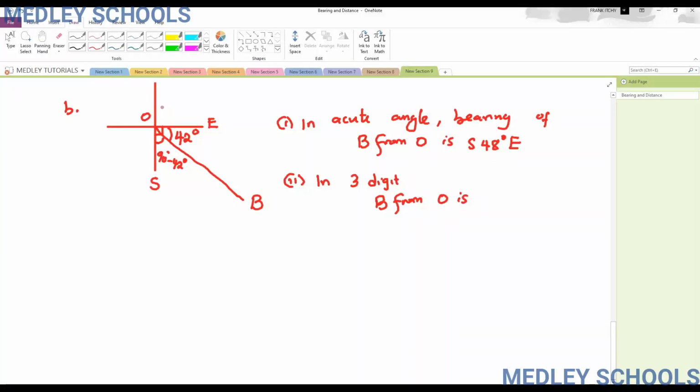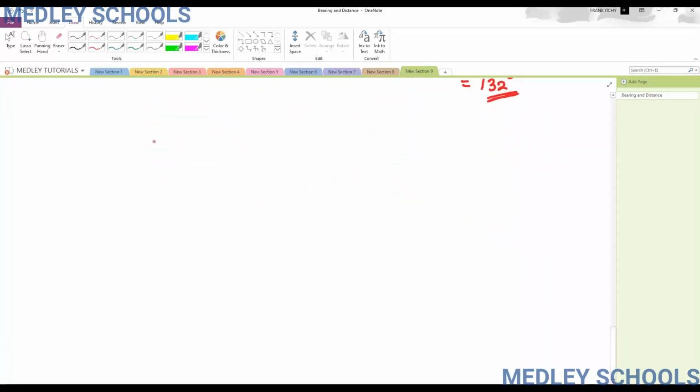Now the second part, which is in three digits, the bearing of B from O is, now we're going to read it from north, that is from here down to the line. Now remember that from here to here is 90, and from this east to the line is 42. So that means it's 90 degrees plus 42 degrees. So when we add it together, we have 132 degrees. Now since it is in 3 digits already, we leave it like that. Now that's our answer, the second example. So we go to the C part.